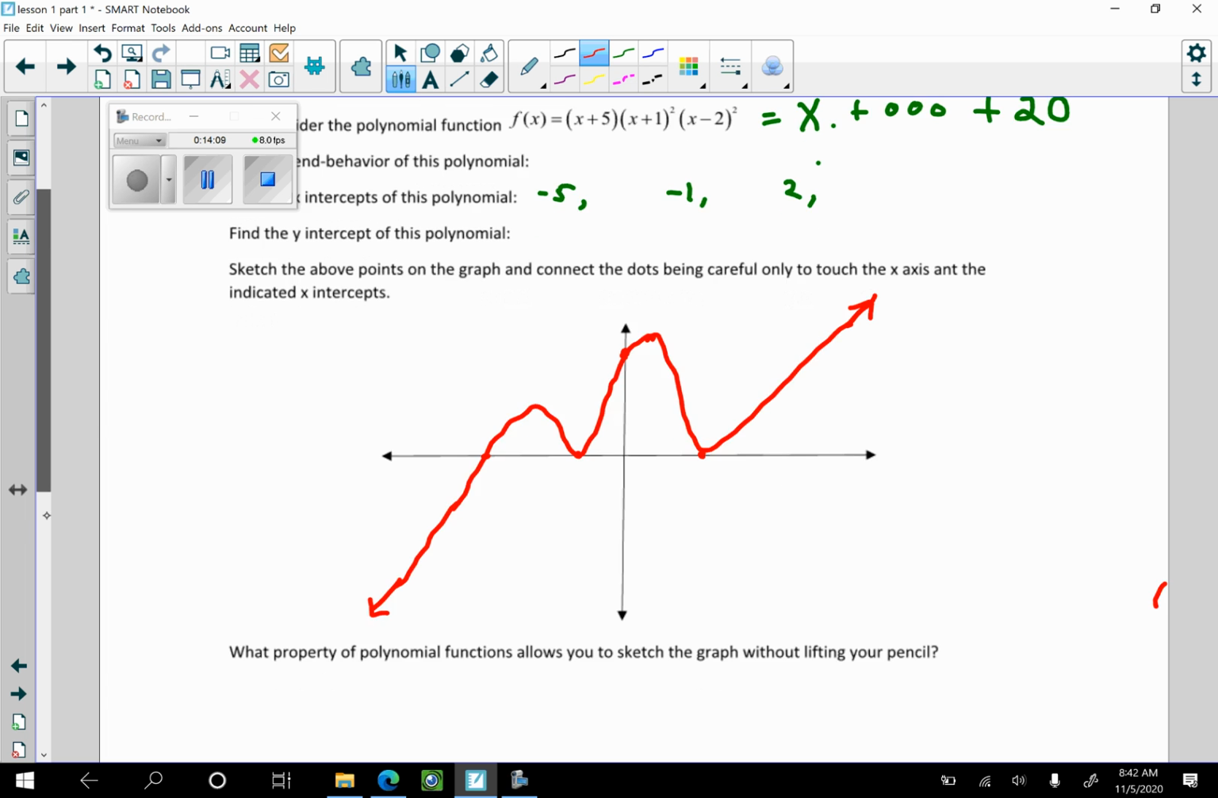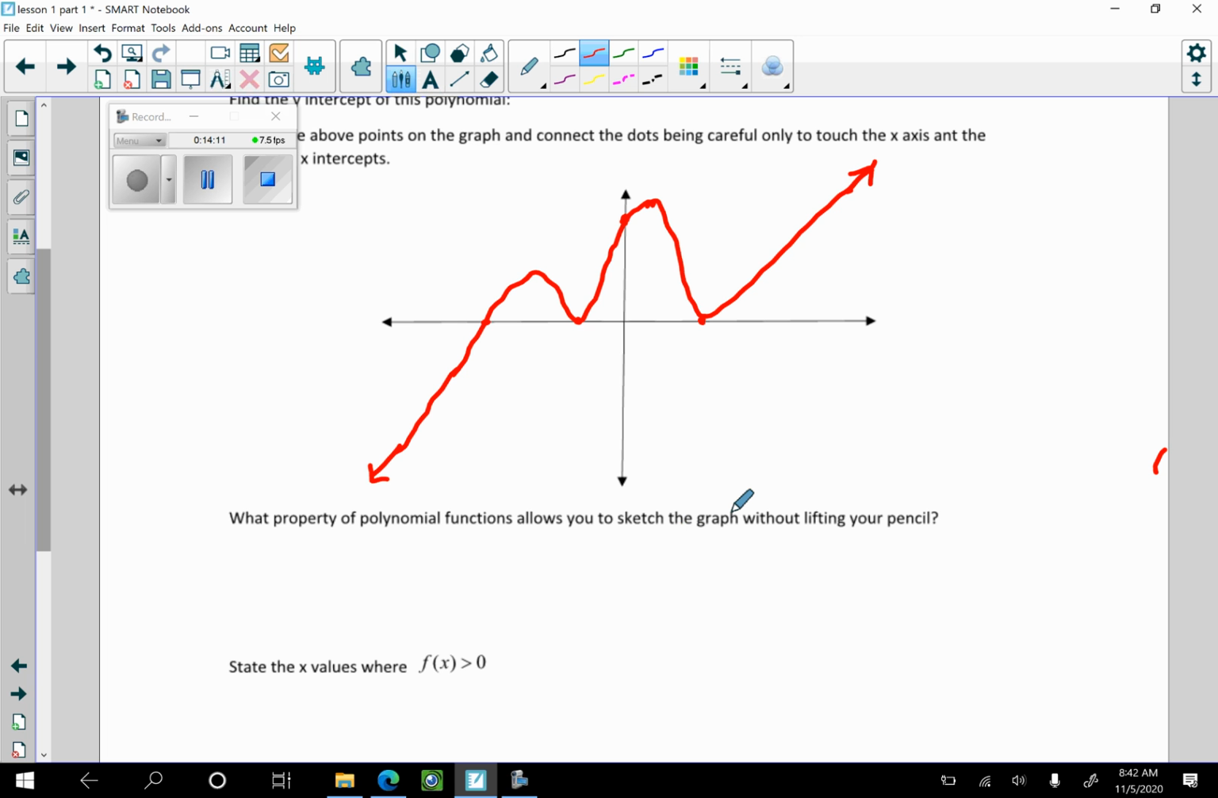And here's just a simple question. What allows you to sketch this graph without lifting your pencil? It's continuous, correct? Could you answer this question? Could you answer when f of x is greater than 0? Whenever x is greater than -5, but it's not 0 at those values, so you couldn't include those values. We won't be asking a question like that.